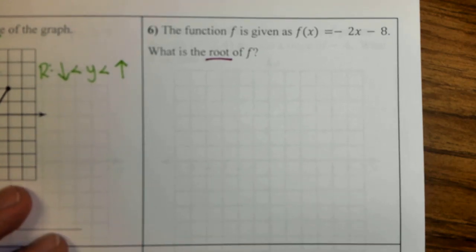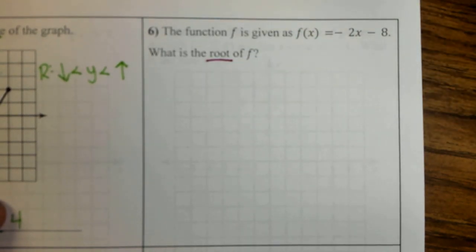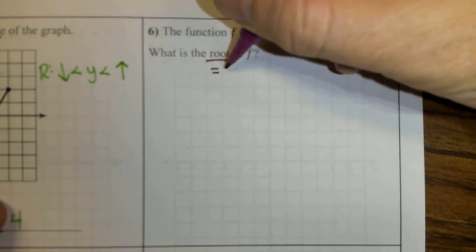Okay, so anytime you see root, you have what? Root, x-intercept, 0. Well, no, there's one more. What is it? I don't know. Root 0, x-intercept. Okay, anyways. So anytime you see root, that means it equals 0, right?